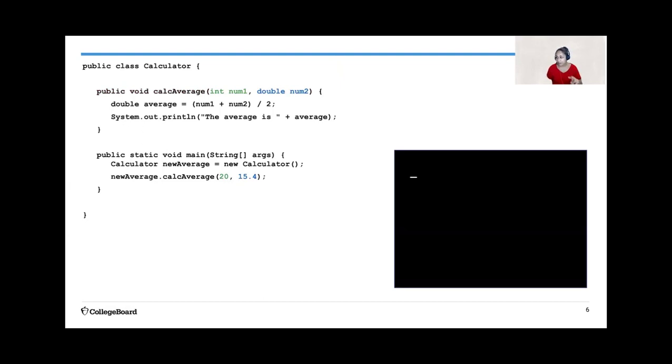Then the values that are passed to the method, so in this case I have new average.calcAverage and then 20, 15.4, they have to match the order and the type in the method signature. So 20 has to be an int, which luckily for me it is, and then the 15.4, the second parameter that's passed, has to match what was in the signature, which is a double. So luckily 15.4 is also a double, so I don't have any errors and the program's able to do what it needs to do.